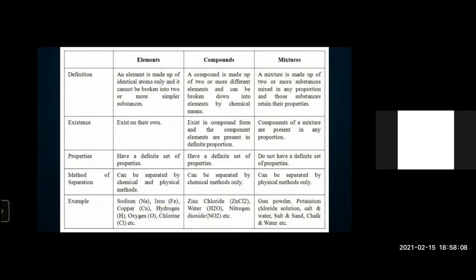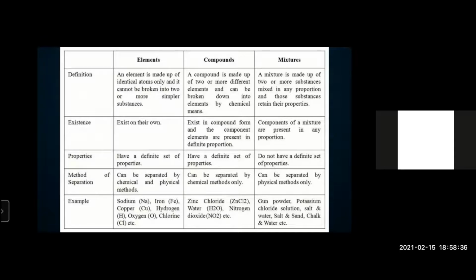However, in mixtures, for example, if you have a mixture of sand and water, sand will retain its own properties even when it's put into water, and water will obviously retain its own properties. Then, as we discussed, elements can be separated by chemical and physical methods. Compounds can only be separated by chemical methods, whereas mixtures, since they haven't chemically combined, can be separated by physical methods only. You can have a look at the examples of elements, compounds and mixtures.